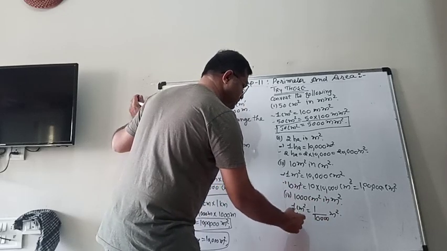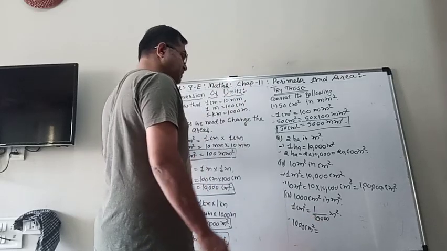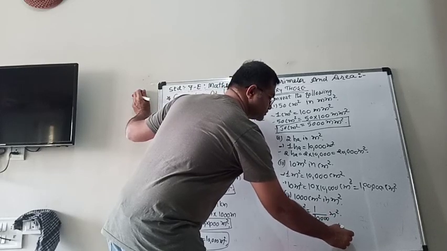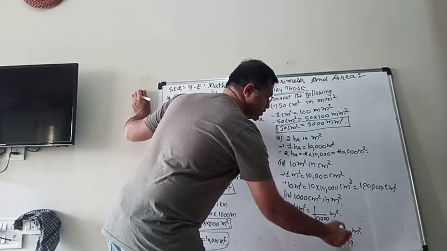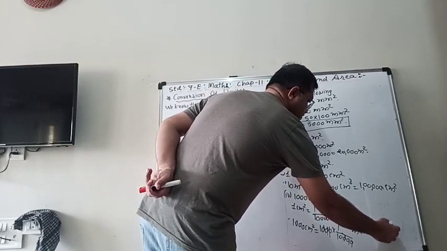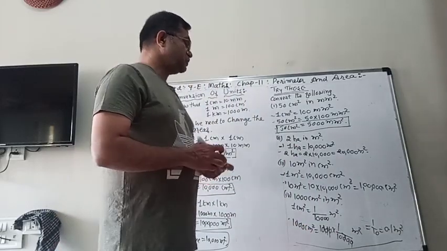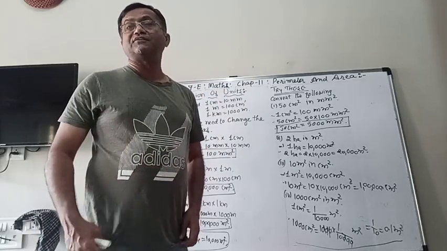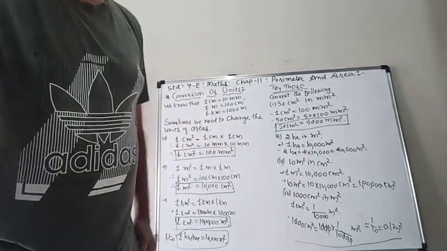Therefore, 1000 centimeter square means 1000 multiplied by 1 upon 10,000 meter square. So that is 1 upon 10, which means 0.1 meter square. So when you have to go from smaller to bigger, you have to be careful, because you have to take the reciprocal of it. Then you will get the answer like that.